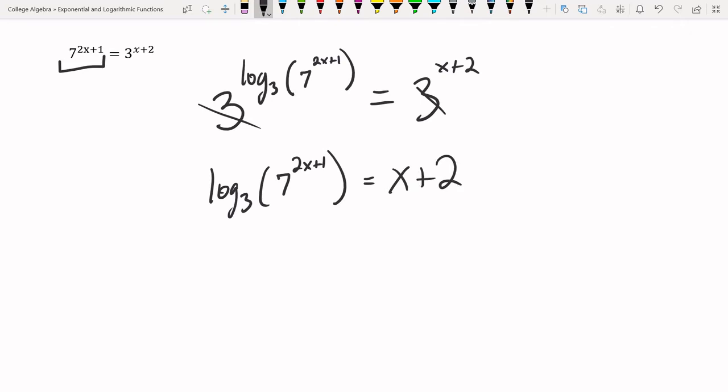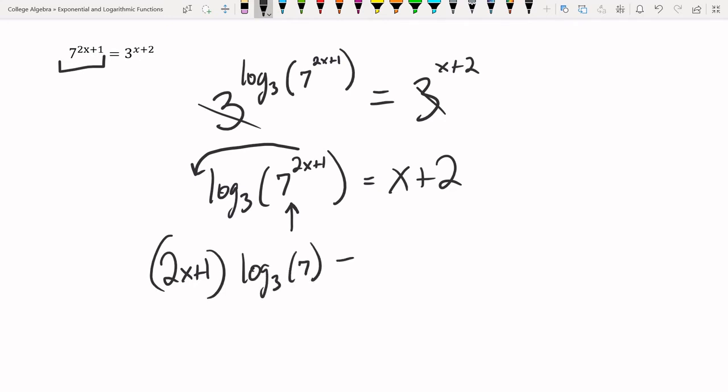Now this might be a little bit weird, like, how does this help us? Well, now we have a base with something in power on the inside of a logarithm. And in the previous video, we can use a property of logarithms that moves this power to the front. We have 2x plus 1 times log base 3 of 7 equaling x plus 2. And I can solve this.